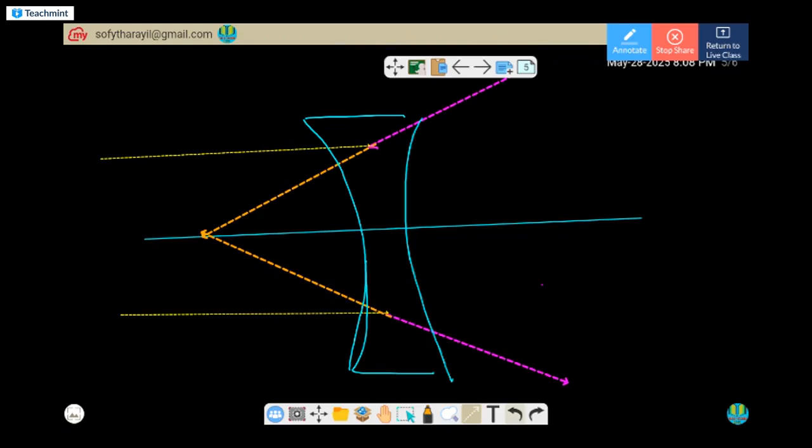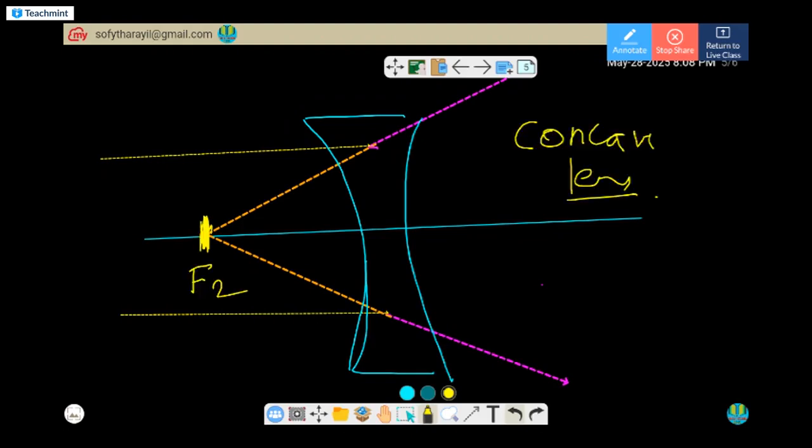So if you try to make them meet on the right side, they will never meet. But if you try to trace back and make them meet on the left side, you can see they are meeting here. And the point they are meeting, they are actually not meeting. We are trying to make it meet because they're diverging, and diverging lines never meet. So we make it as if it's appearing to meet here, and that point where they will meet will be considered as the second focal point for concave lens. So that is the reason for concave lens, the F2 is on the left side.